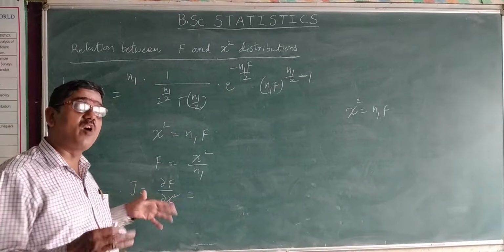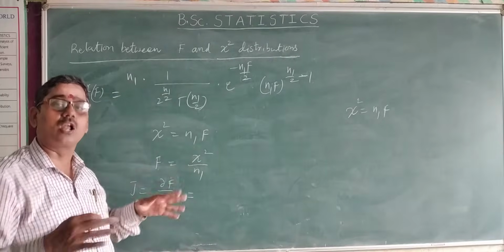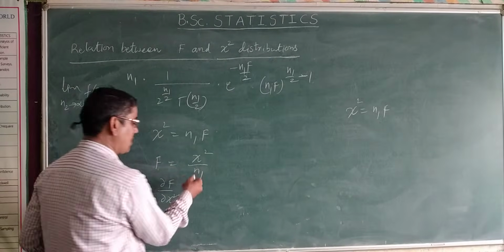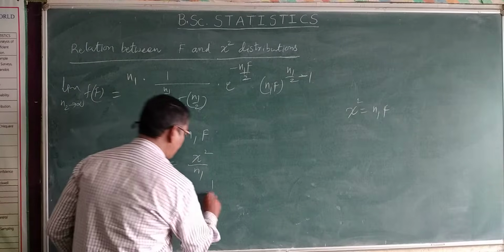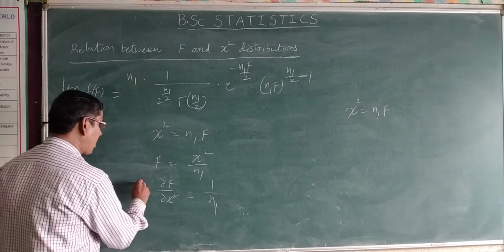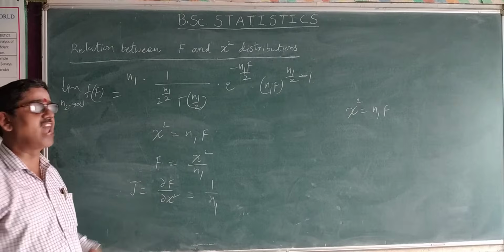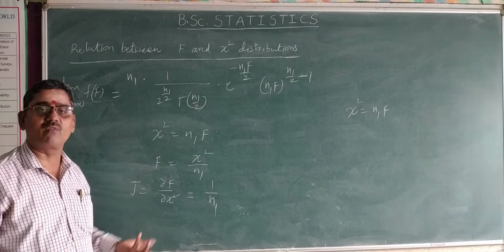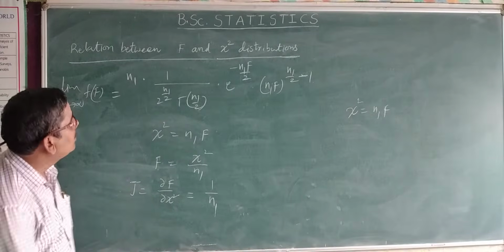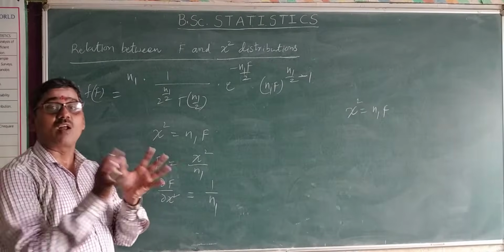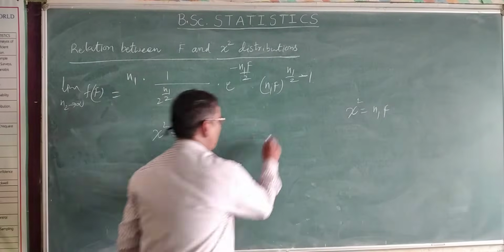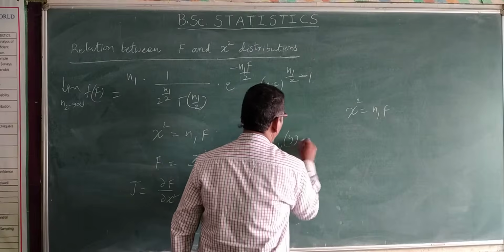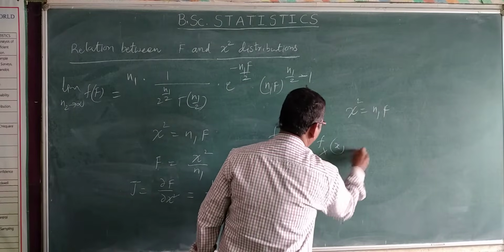Dou by dou chi square of f. F is known, chi square is unknown, right? So differentiate with respect to chi square and it is 1 by n1. So the Jacobian is 1 by n1. Since n1 is positive, 1 by n1 is always positive. So what is the one variable transformation method? f_Y of y is equal to f_X of x multiplied by the Jacobian.